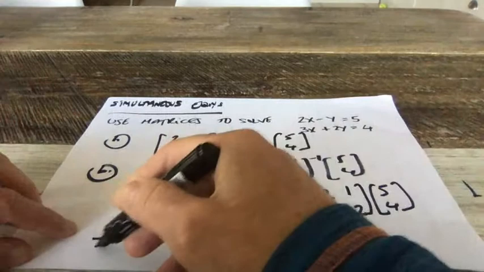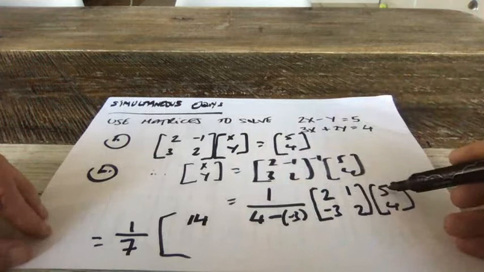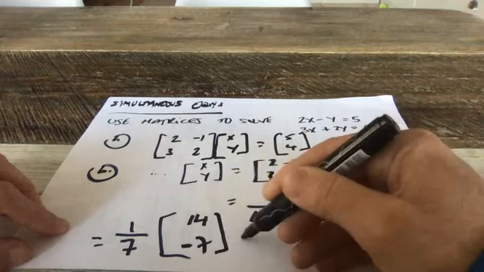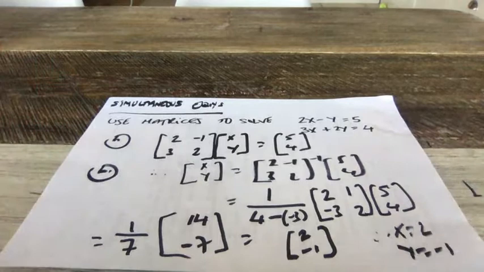And when you multiply this out, folks, on top here you get 2 by 5 plus 1 by 4, so you get 14 here. And you get minus 3 by 5, which is minus 15 plus 8. I think that's minus 7. And so when you multiply by 1 over 7, you get 2 and minus 1. So x is 2, y is equal to minus 1. And you can check that by substituting back in. All right, so that's what you do.